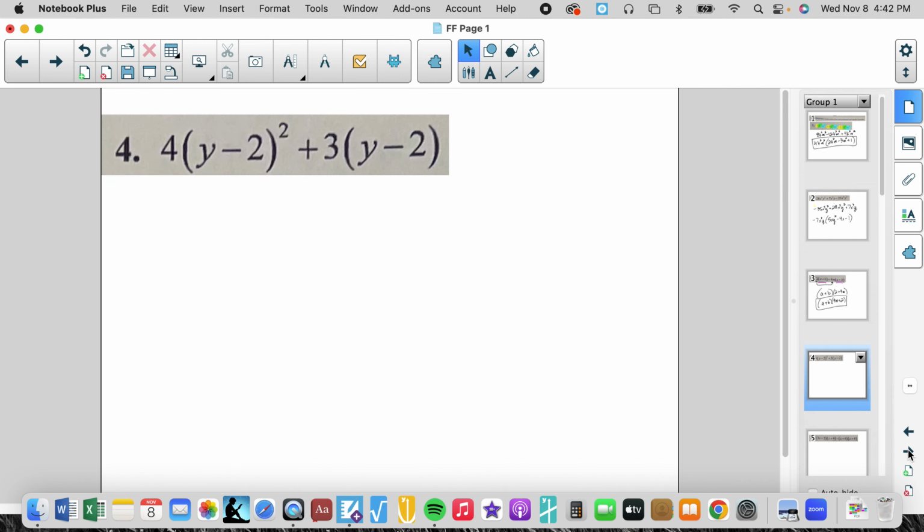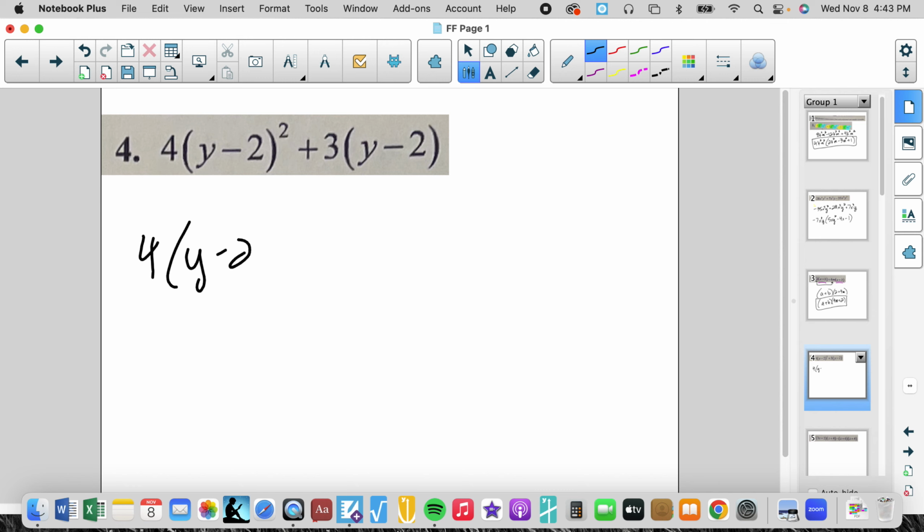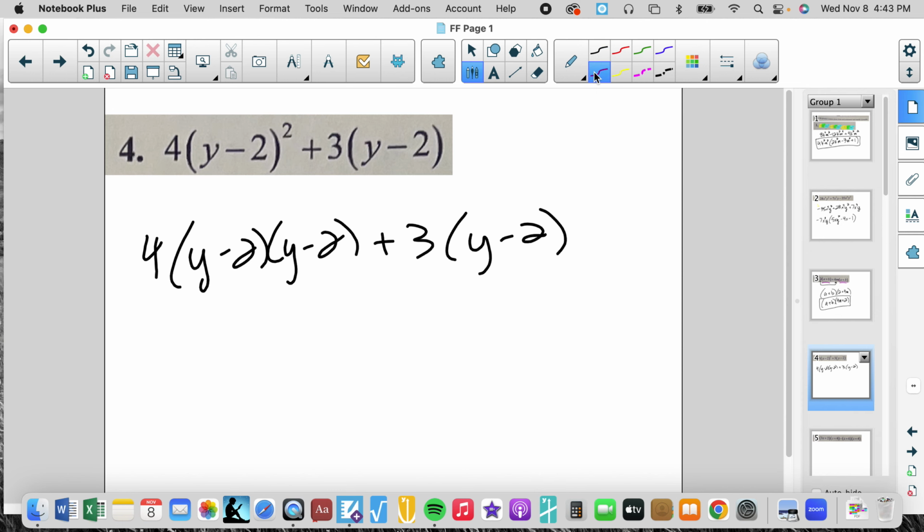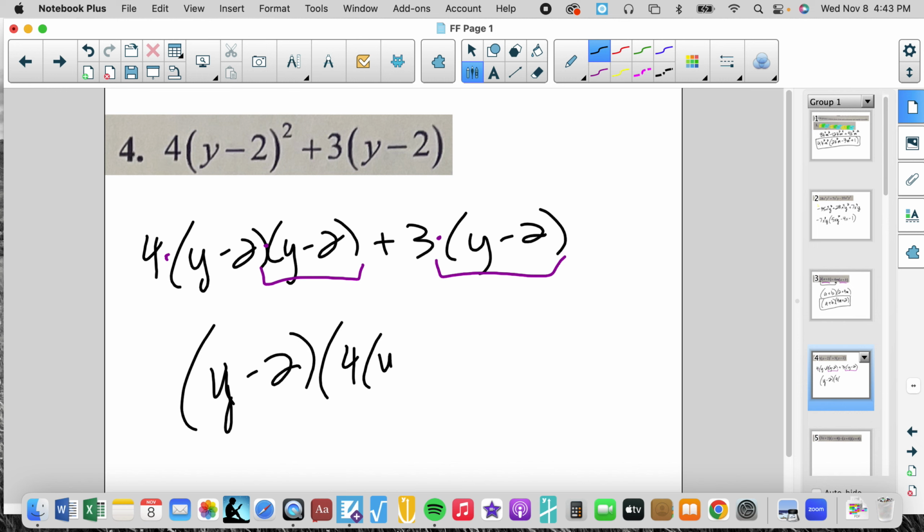Number 4, and this is tricky also. This is a good one, because this is kind of like y minus 2 plus 3 times y minus 2. If we take one of these y minus 2's out, because they're multiplying, we're going to factor that out. And if we cover them up, we're left with 4 times y minus 2 plus 3.